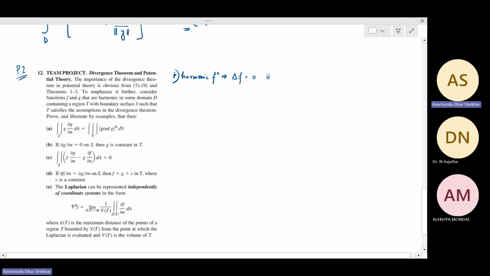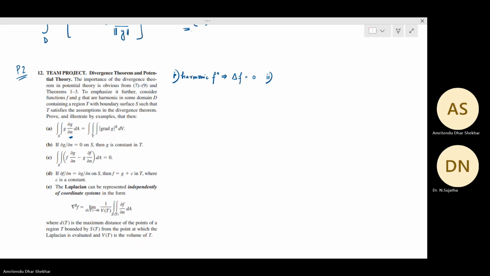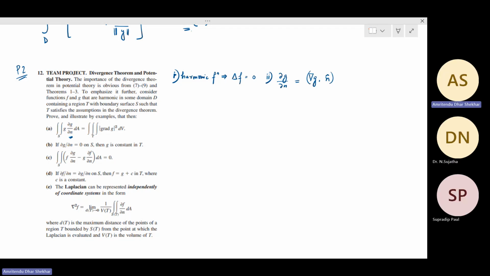And the second is you see this symbol del G upon del N. You may wonder what this means. So del G upon del N is basically equal to the gradient of G, and you take the inner product with N. Okay. So that is basically equal to del G upon del N. So why is it called del G upon del N?